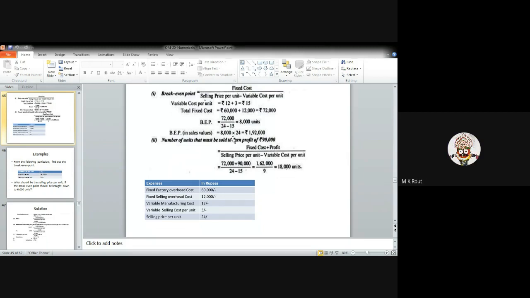In the exam, your mark is directly reduced to 0. Clear? Yes, sir. In calculating the break-even point, that is 72,000 divided by your contribution per unit, which equals 8,000 units. But in case of sales value, the break-even point should be 8,000 into 24. That equals 1,92,000. Just note down.